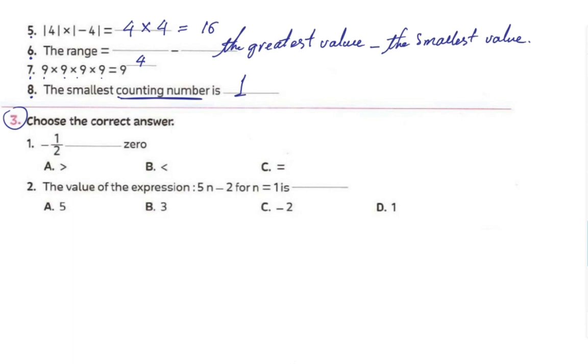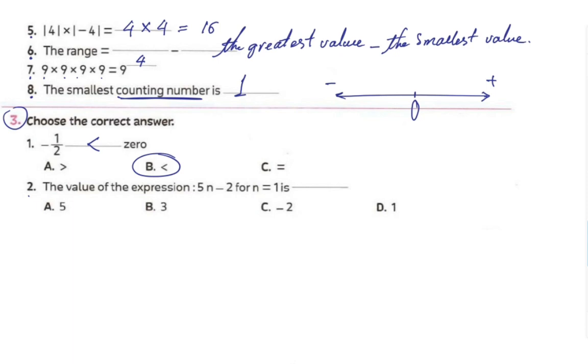Now choose the correct answer. I have negative half to compare with 0. Which one is the greatest? Always remember this figure. Positive to the right, negative to the left, and in between them we have 0. So any positive is greater than 0. Any negative is less than 0.